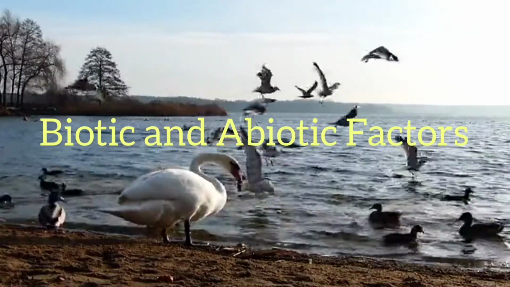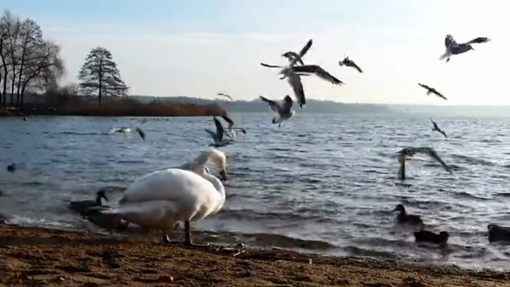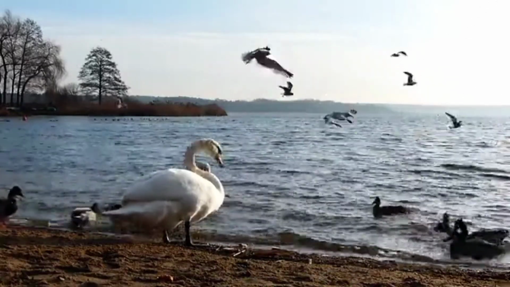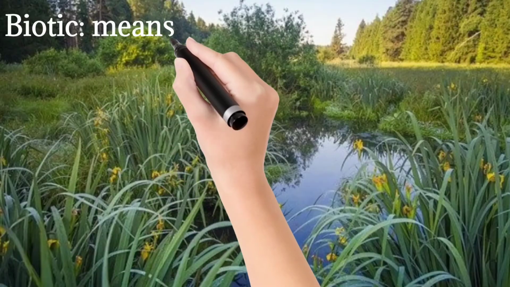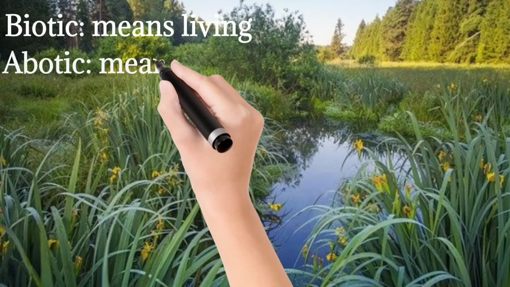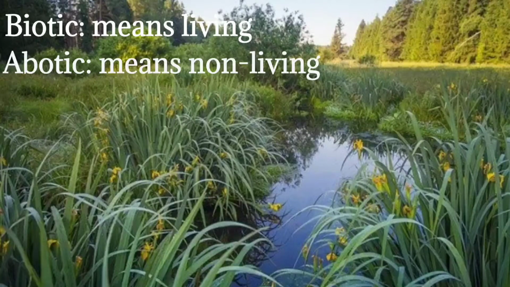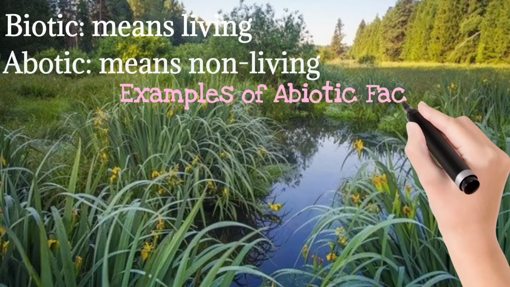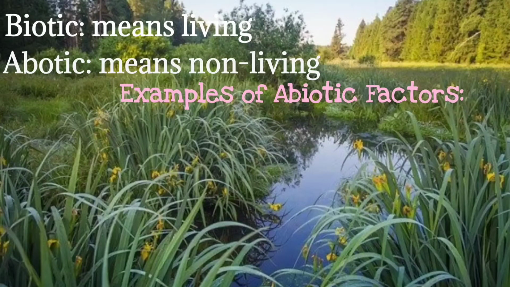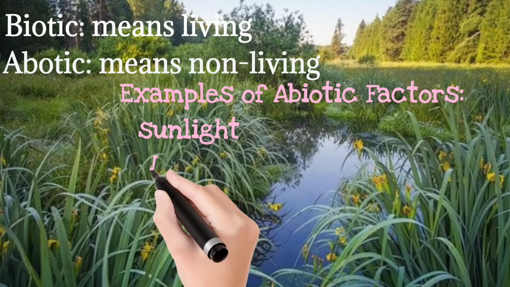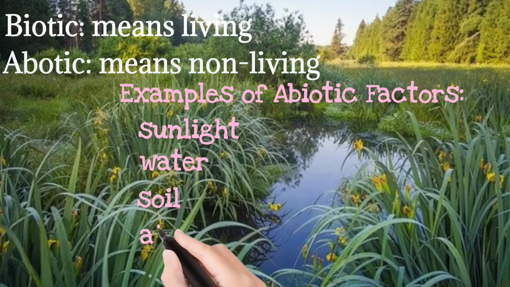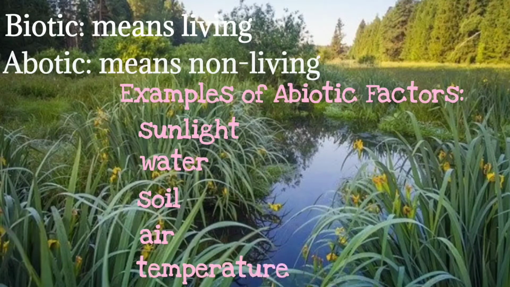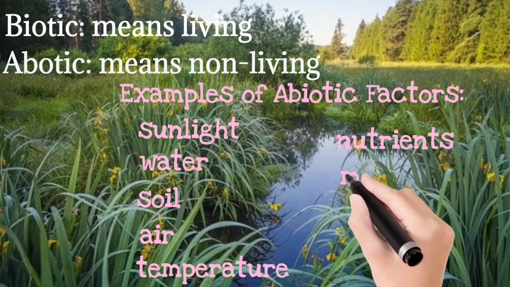Biotic and abiotic factors. Biotic and abiotic factors are an important part of any ecosystem. Biotic means the living and abiotic means the non-living factors in our environment. Some examples of the abiotic factors are sunlight, water, soil, air, temperature, nutrients and minerals.